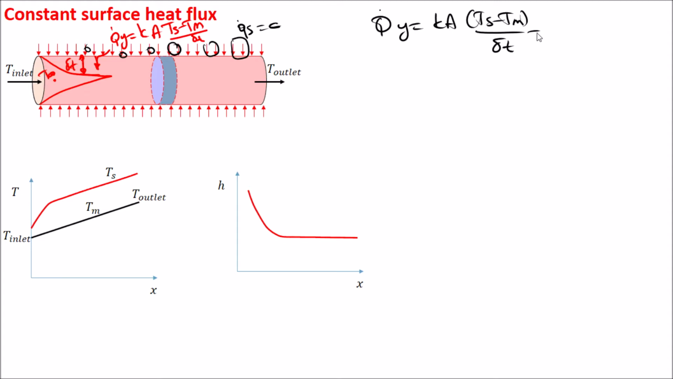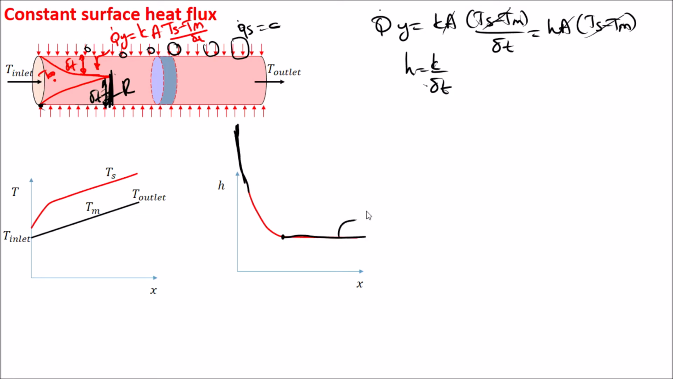And that is exactly the same equation as Newton's law of cooling, Ts minus Tm, because in the y direction there is no advection, therefore these should be equal. So areas cancel out, Ts minus Tm cancel out, and h is k by delta T. Since delta T increases from zero, when it is zero, h is very large. When delta T is fixed and equal to R here, then h gets its constant value, and it is constant everywhere. This point where it gets its constant value is fully developed flow.